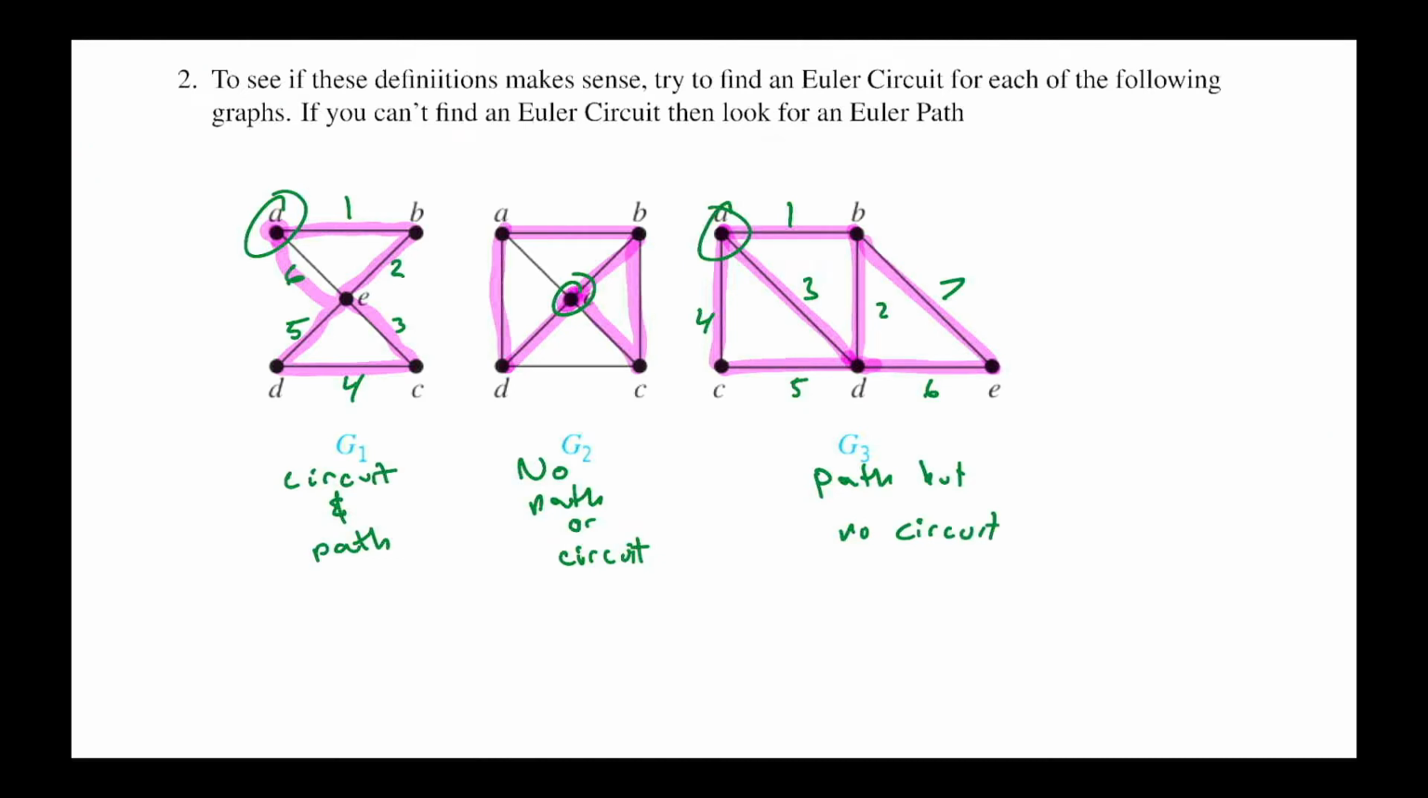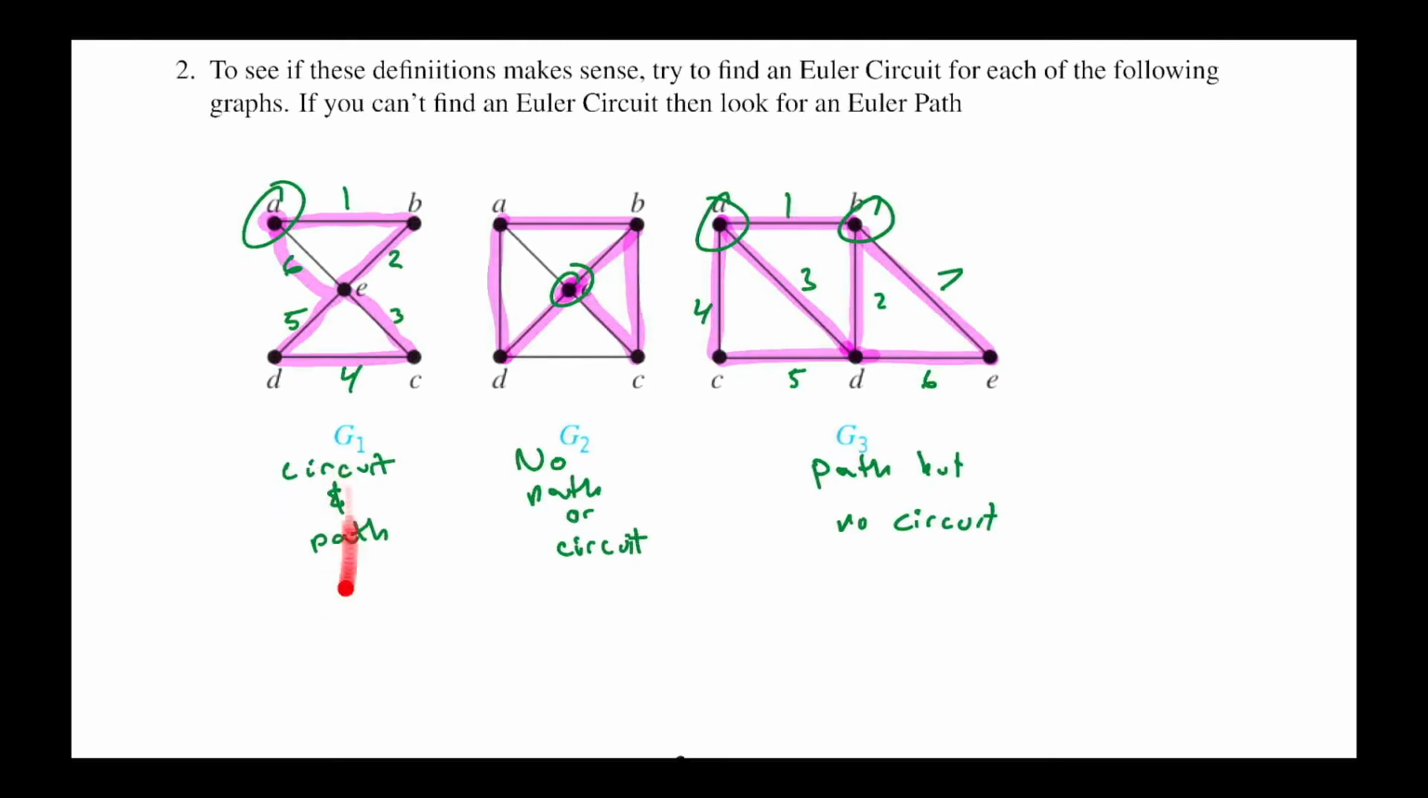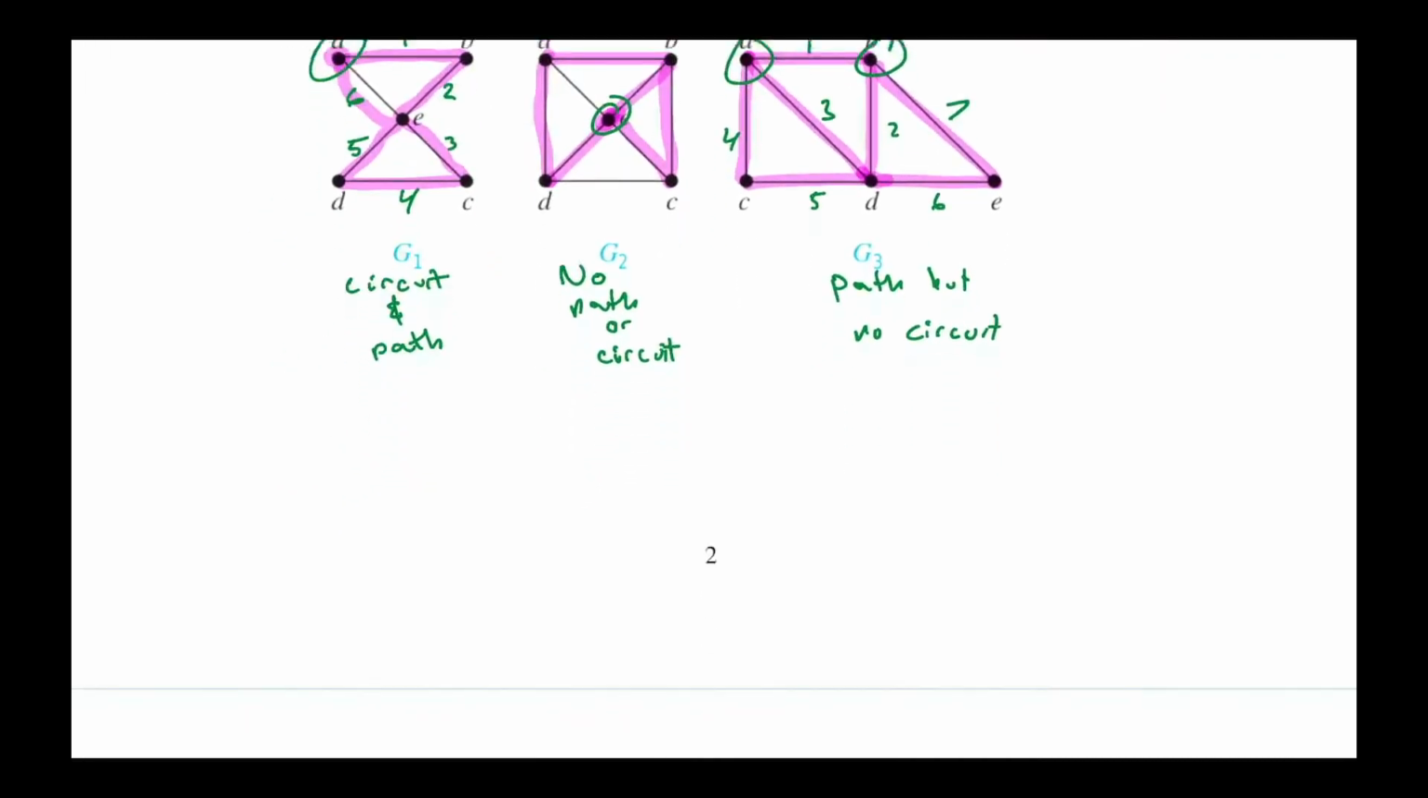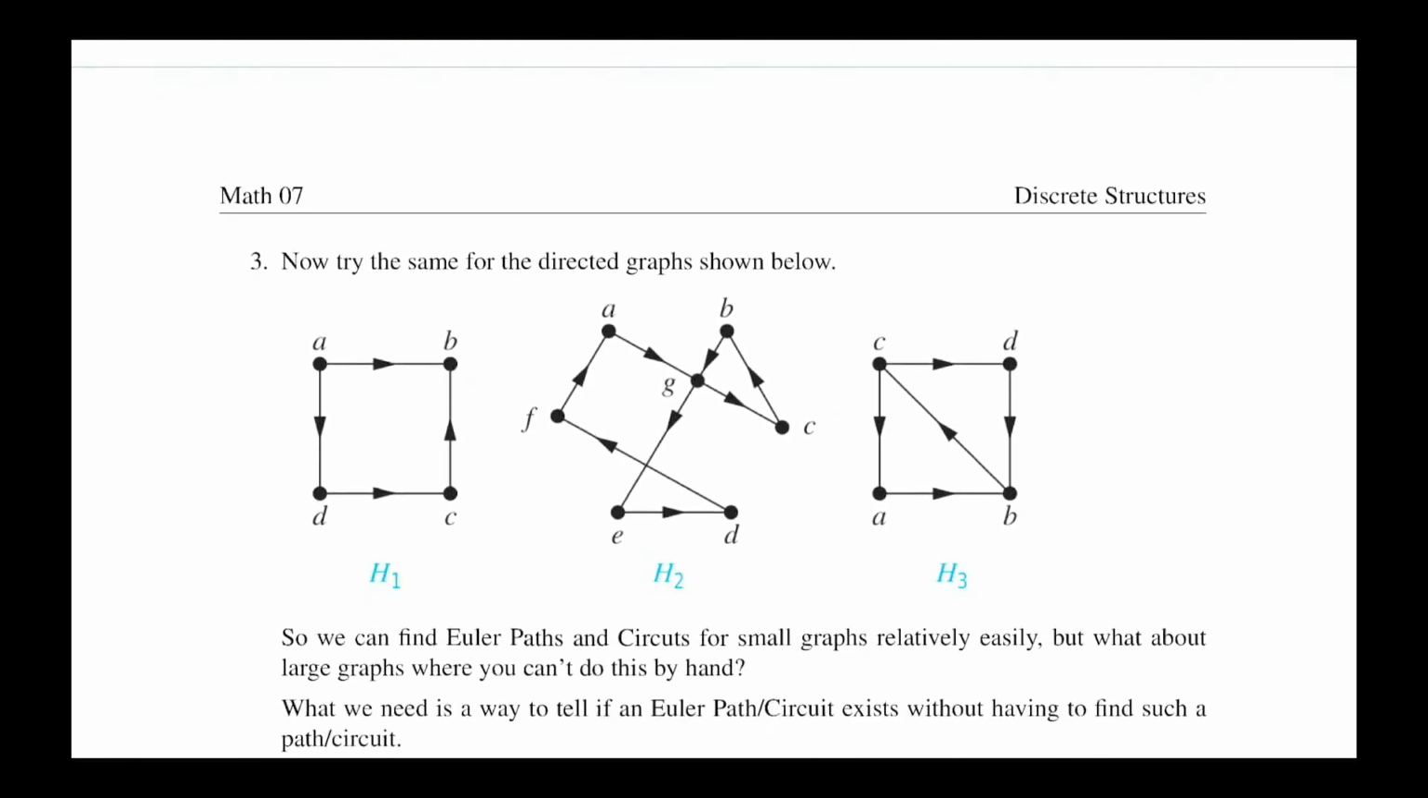And the reason it's not a circuit was we ended up here. So we started at A and we ended up at B. Now you can keep trying this to see if you can start at a different vertex and then go around in a circle and end up back where you started, but you won't be able to. So sometimes there's circuits and paths. Sometimes there's a path but no circuit, and sometimes there's neither. And that's just how it is.